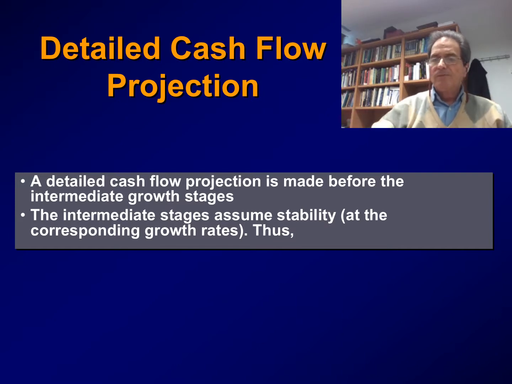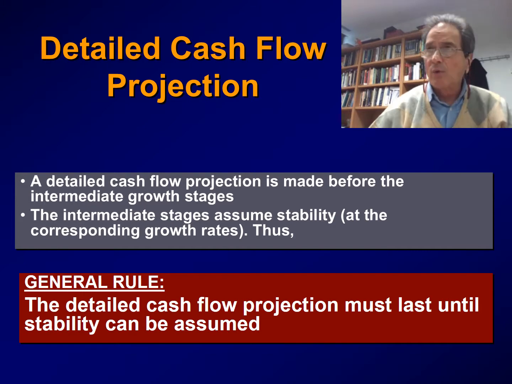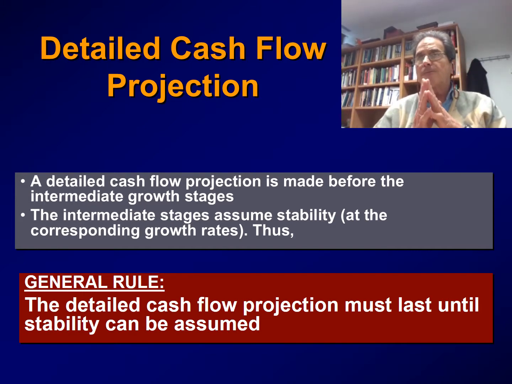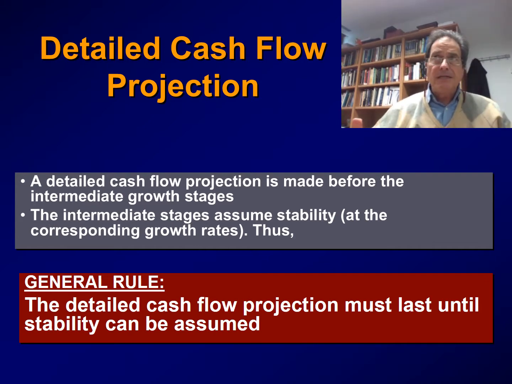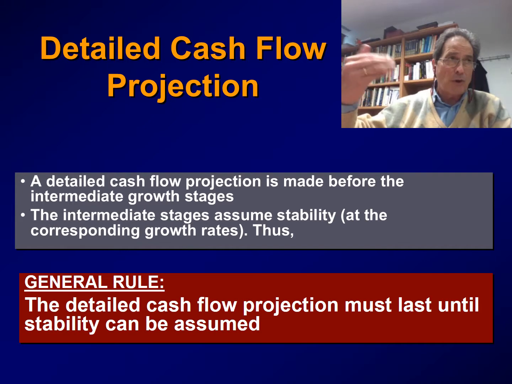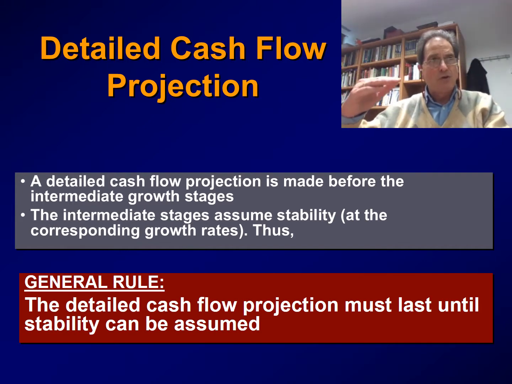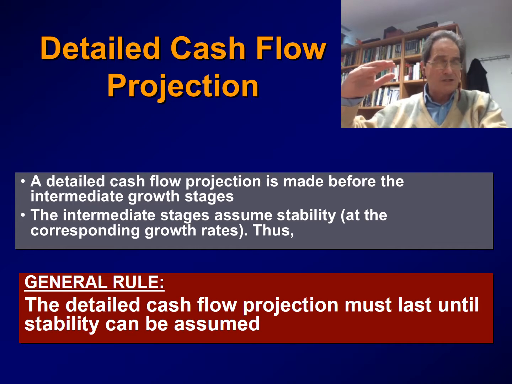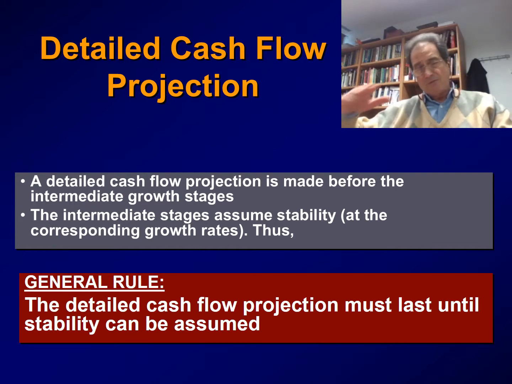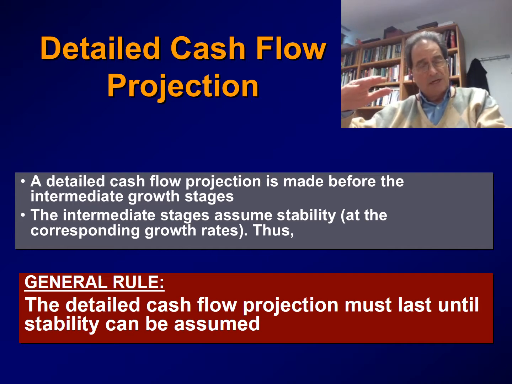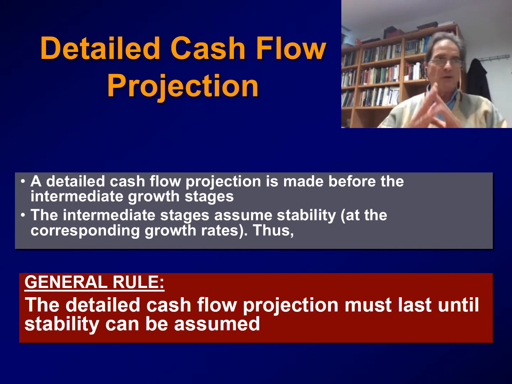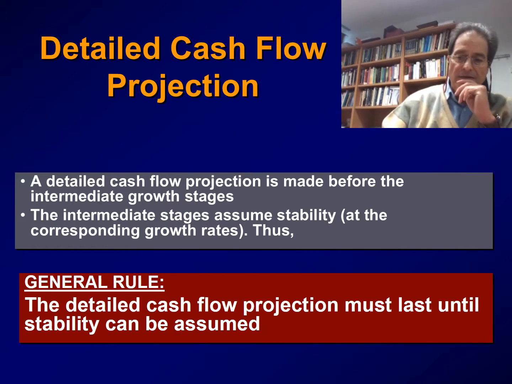This brings us to our first conclusion, which is the general rule that the detailed cash flow projection must last until stability can be assumed. As long as we expect instability in the cash flow, we should keep making a very detailed cash flow projection. Once we can assume safely that there will be some stability, probably at a relatively high growth rate, but still stability, then we introduce the intermediate growth stages. The growth rates will be decreasing over time until we reach the final perpetuity at the inflation growth rate.